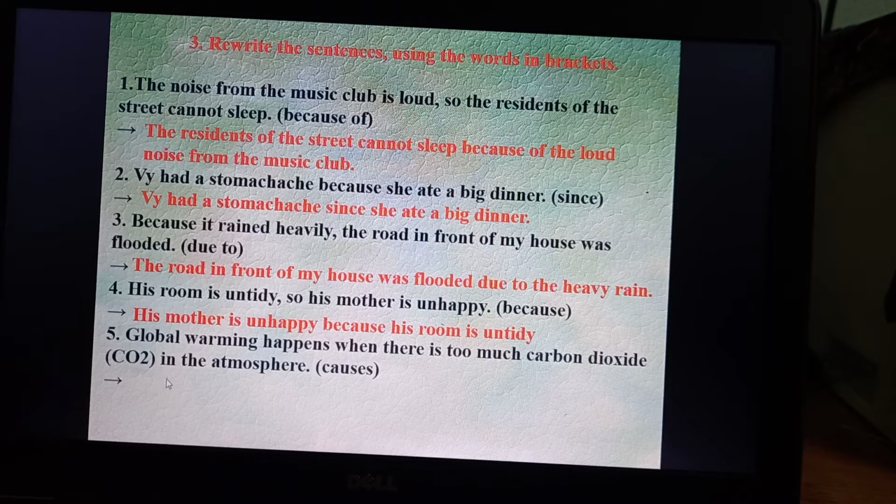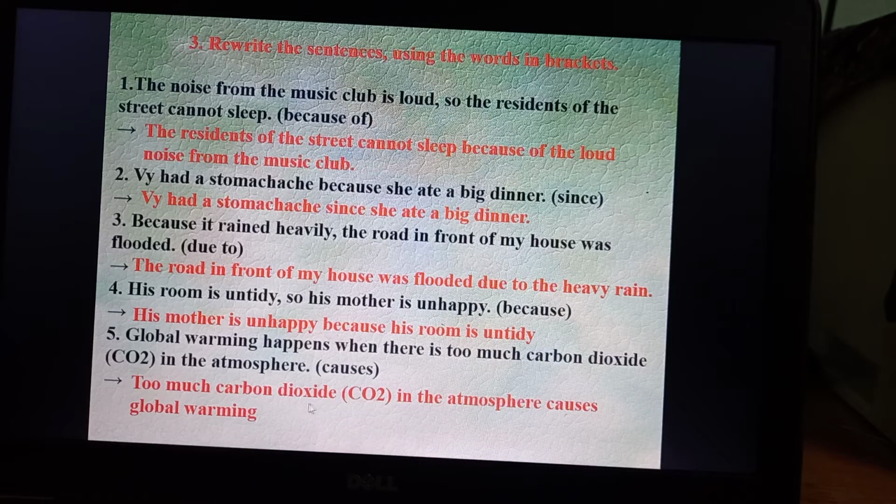Number 5. Global warming happens when there is too much carbon dioxide, or CO2, in the atmosphere. Causes. Cause means to make something happen. Okay. And look at the key. Too much carbon dioxide, CO2, in the atmosphere causes global warming. After causes, you can use a noun or noun phrase. Now at home, you can redo it one more time.